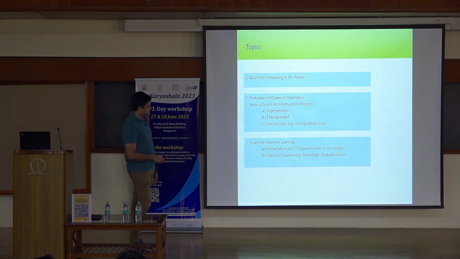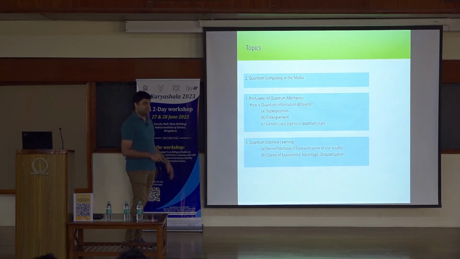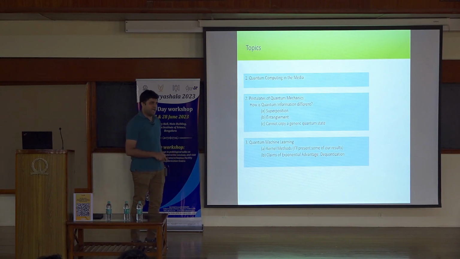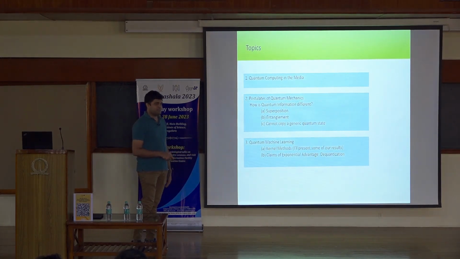And if time permits, I'll talk about some exciting work that is recently being done. There have been claims of exponential advantages, for example, in the recommendation system problem, which have been backtracked. That is, they've shown that classically you can also have that kind of speed up, so that reduced to at most a polynomial speed up in the quantum case, and it's probably much easier to implement classically.